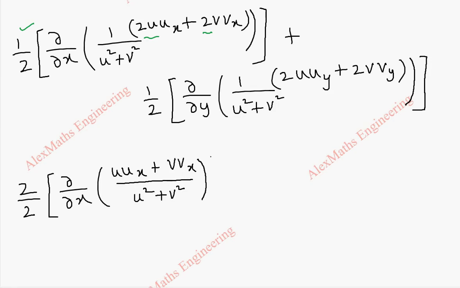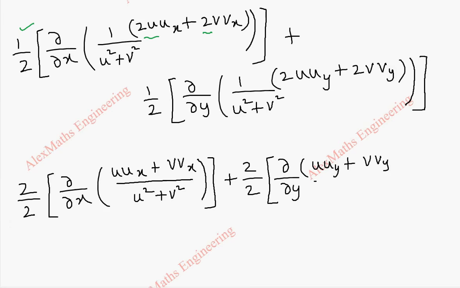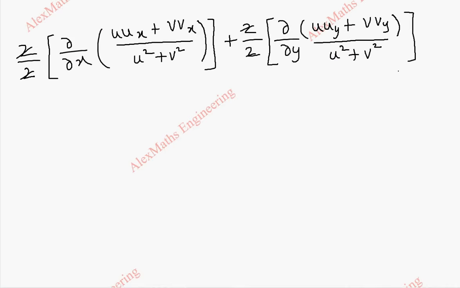In the same way, plus 2 by 2, then we have dou by dou y of uy plus vy whole division u square plus v square. And outside we can cancel these numbers. Now we are going to do partial derivative of this entire term, but this entire term is in quotient form, that is u by v form. When we have u by v, we follow the quotient rule.